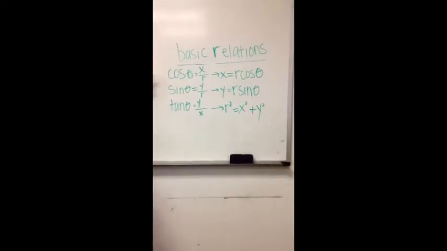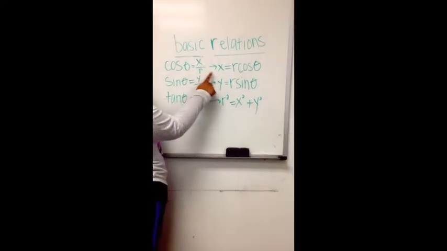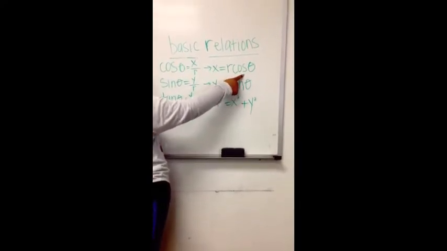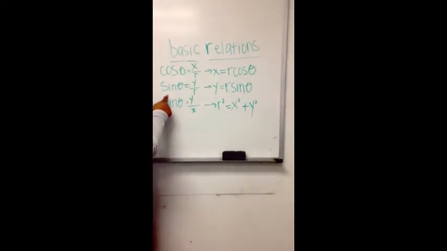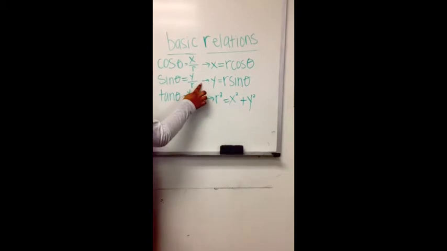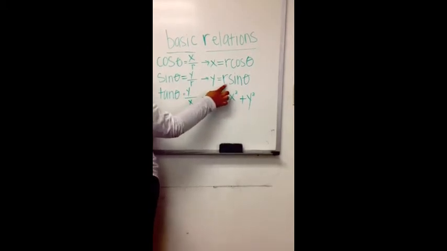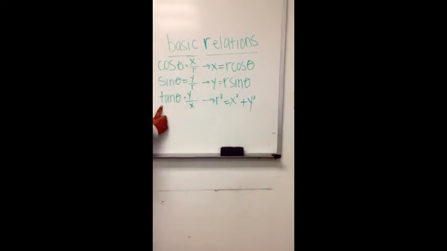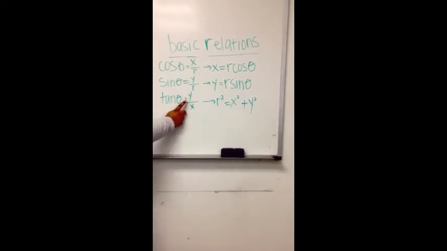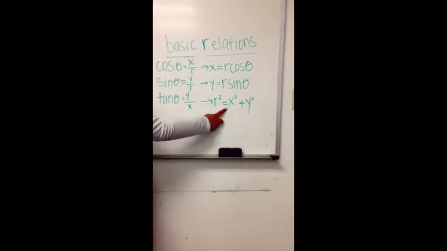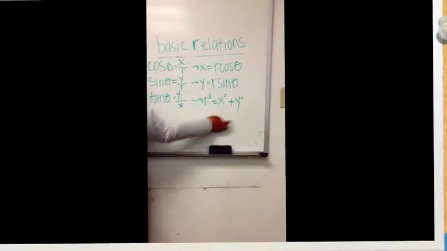Cosine theta equals x over r and can be written like x equals r cosine of theta. Sine theta equals y over r and can be written like y equals r sine theta. Tangent theta equals y over x and can be written like r squared equals x squared plus y squared.